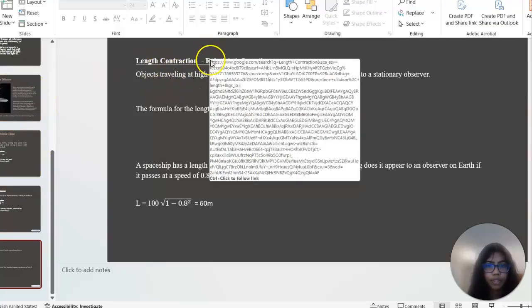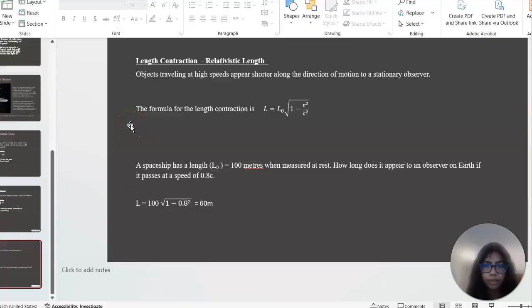Length contraction, relativistic length. Objects traveling at high speeds appear shorter along the direction of motion to a stationary observer. The formula for length contraction is L equals L0 times square root of 1 minus v squared over c squared. A spaceship has a length L0 equals 100 meters when measured at rest. How long does it appear to an observer on Earth if it passes at a speed of 0.8 c? L equals 100 times square root of 1 minus 0.8 squared equals 60 meters.